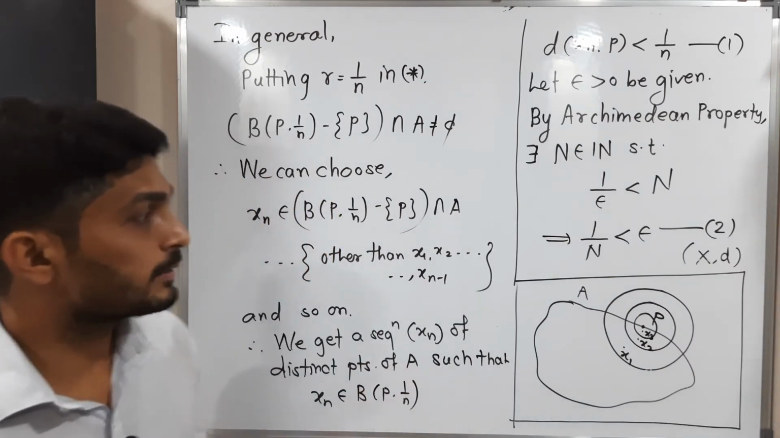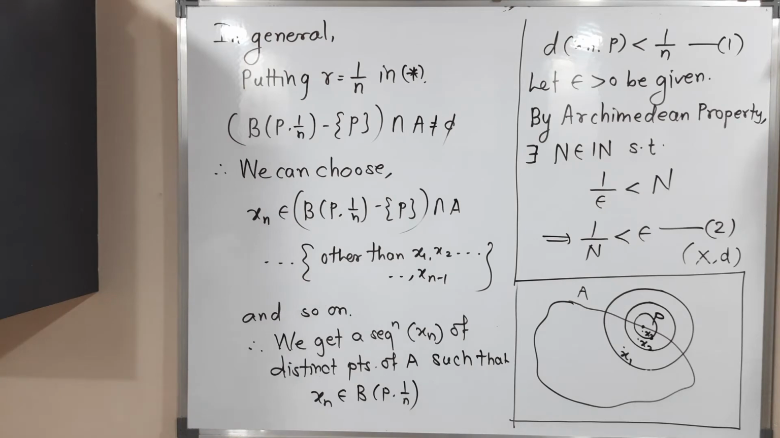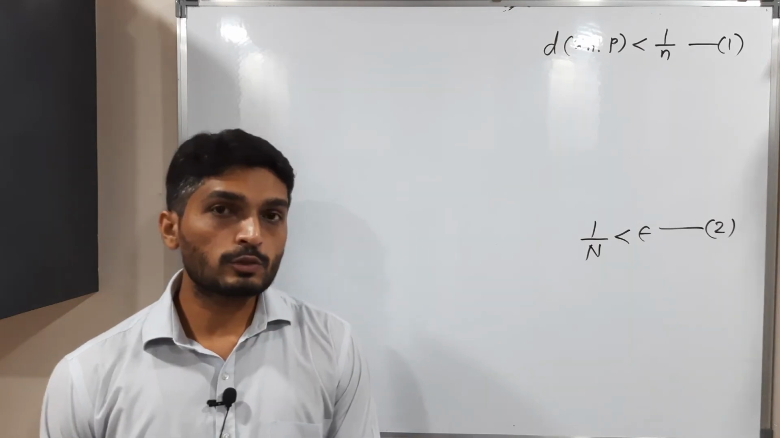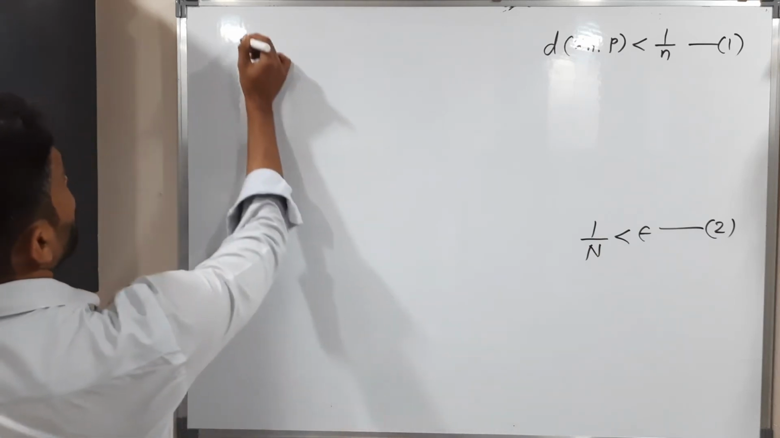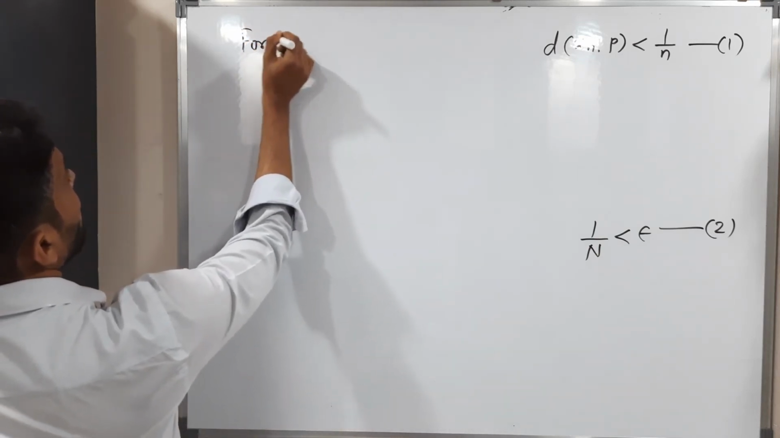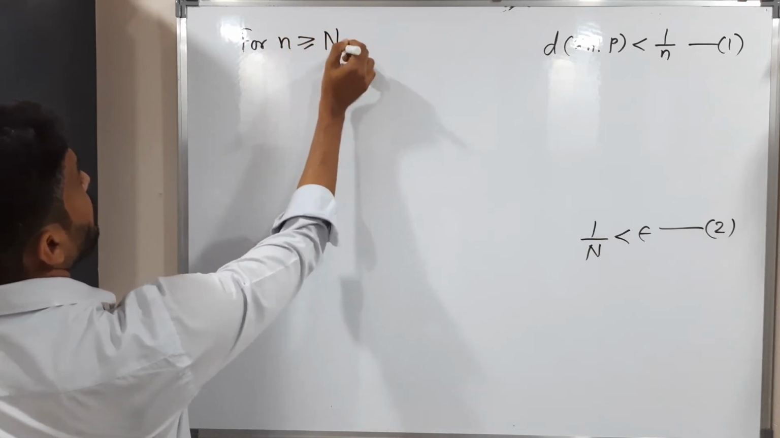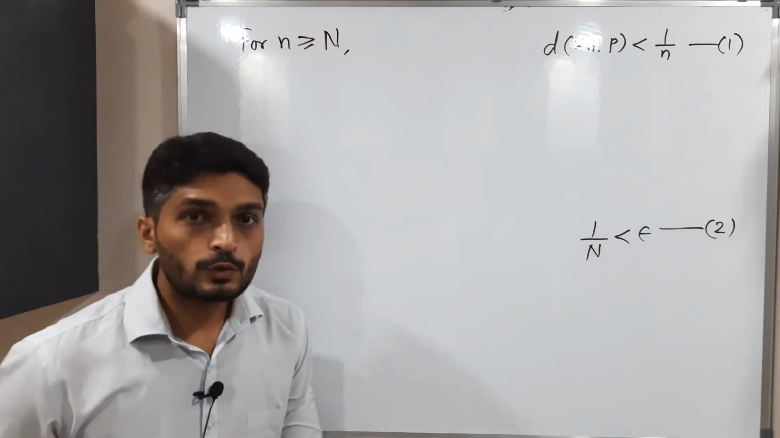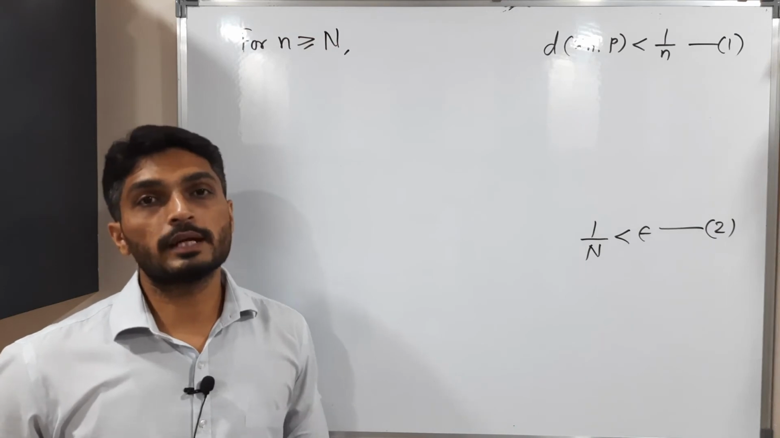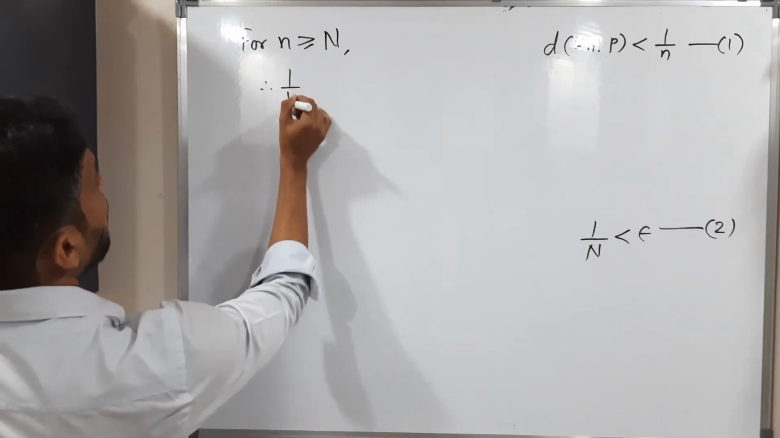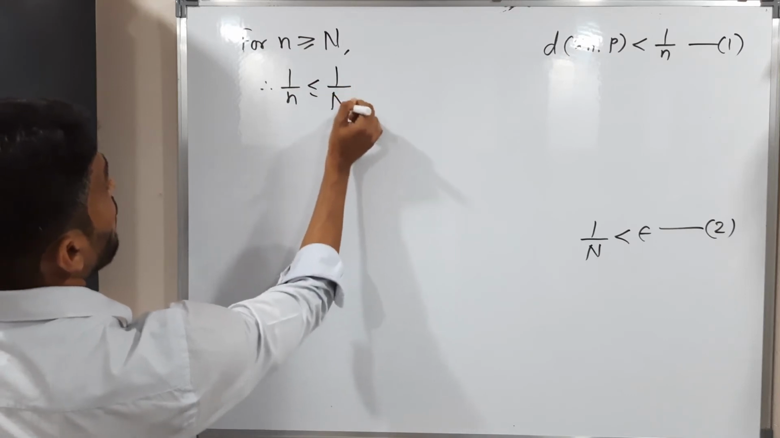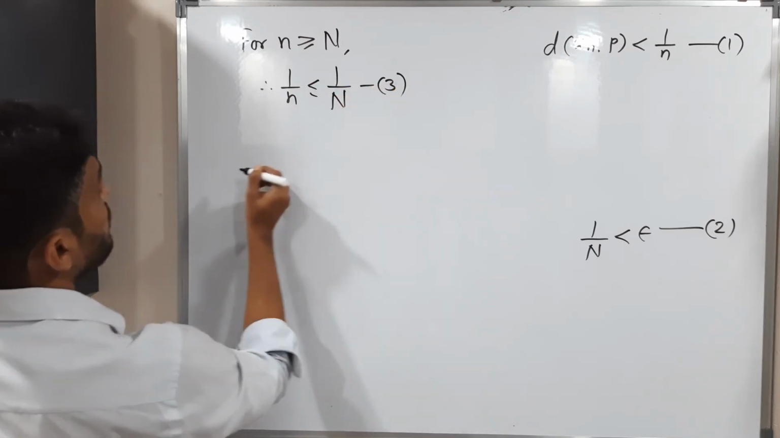There is no more space, so make a screenshot of it, then we will go further. I kept these two inequalities here. After that, for n greater than or equal to capital N, if you take reciprocals of both sides, the inequality gets reversed. Therefore 1 by n is less than or equal to 1 by capital N. This is inequality number 3.